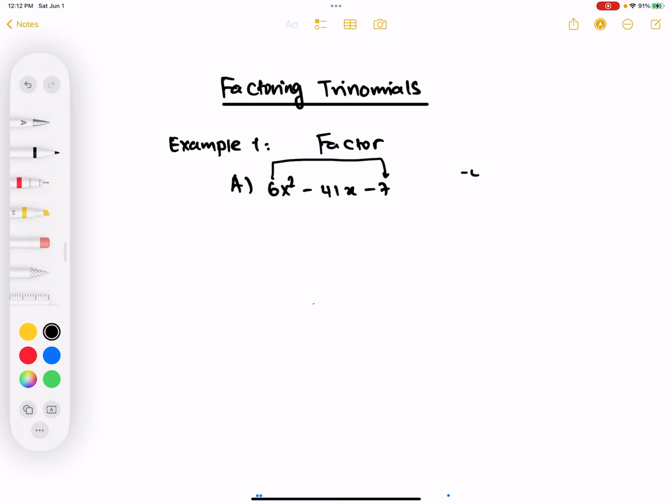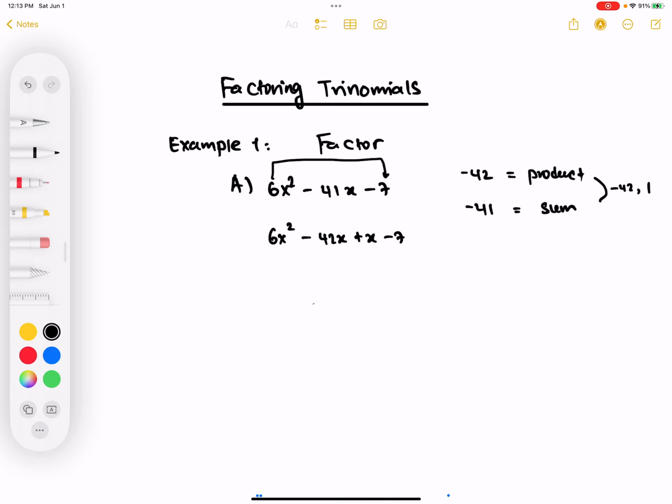get a number that satisfies as a product negative 42, and as a sum negative 41. Can you get two numbers? Yes, we can, for example, in this case, minus 42 and positive 1. Now I can write the middle term as 6x squared minus 42x plus x minus 7.